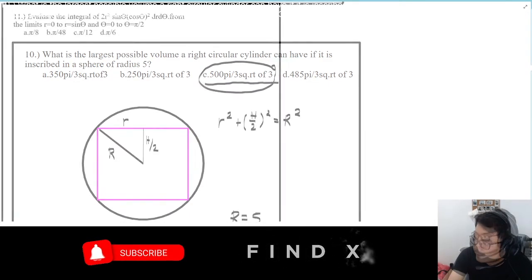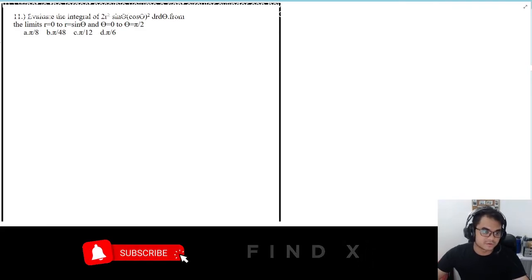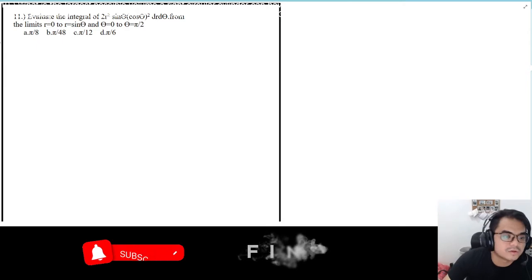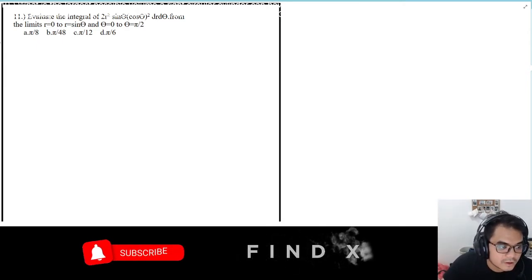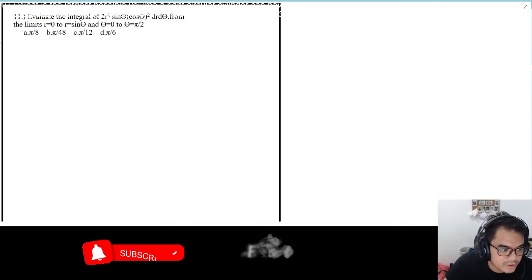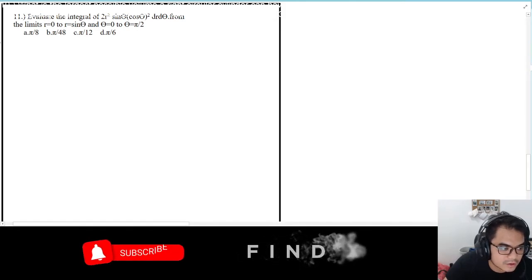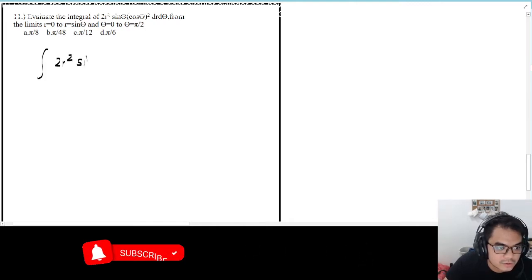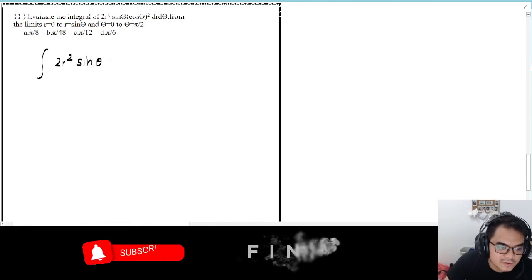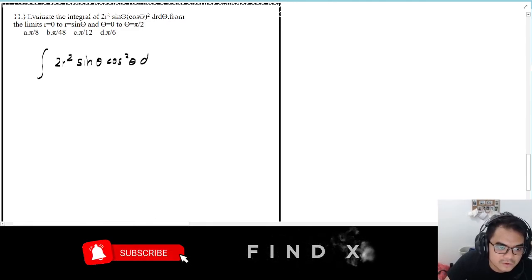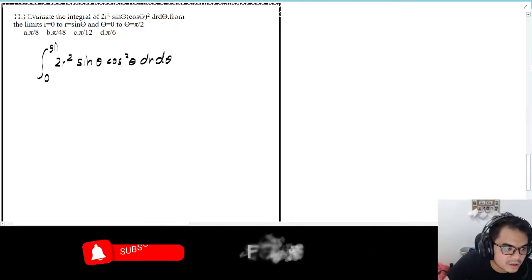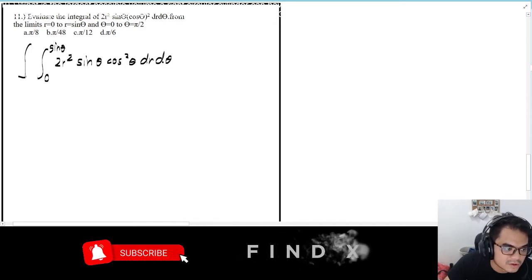So let's have the next number, which is an integral. This is a double integral, right? So evaluate the double integral of 2r squared sine theta cosine squared theta dr d theta. We have limits of 0 to sine theta, and then another set of limits, which is 0 to pi over 2.